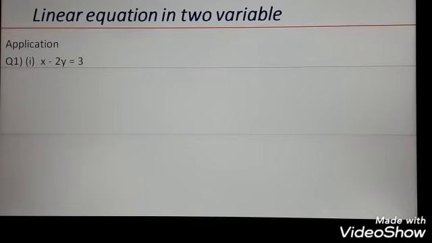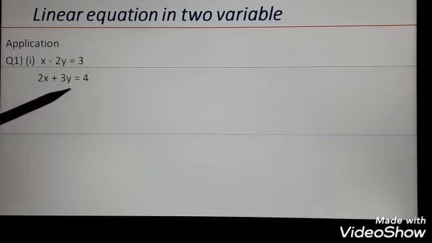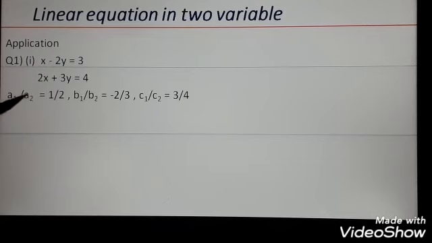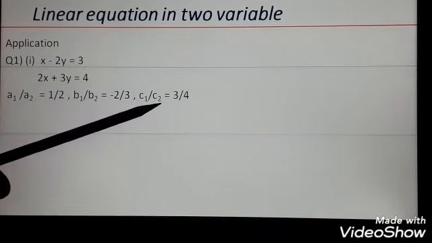So the first equation is x minus 2y equal to 3. The second equation is 2x plus 3y equal to 4. Remember, the equations should be in the standard form, and the term of x should be in front of the term of x, the term of y should be in front of the term of y, and the constant. Now you have to take the ratios of the coefficients of x, coefficients of y, and the constant terms. So let's see what the ratios are. a1 upon a2 is 1 by 2, b1 upon b2 is minus 2 by 3, and c1 upon c2 is 3 by 4.